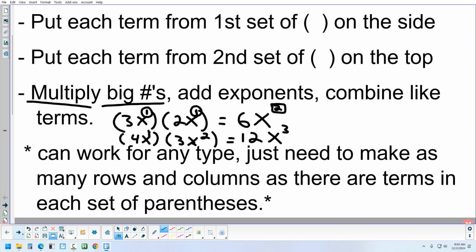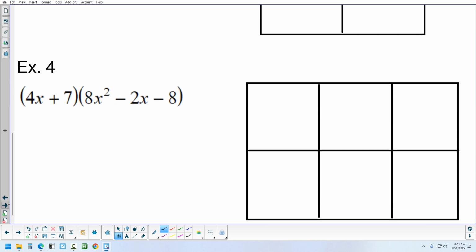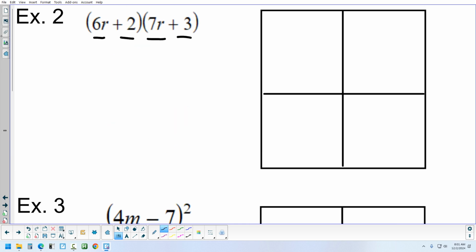Now, this box method can work for any type of problem. You just need to draw as many rows and columns in the boxes as you have terms. So that's an example where you have 2 and 2, so you make 2 rows, 2 columns. Here's an example where you have 2 and 3, so you make 2 rows, 3 columns. If you had an example that had 3 and 3, you would make one with 3 rows and 3 columns. So basically each box that you make is a step in the problem. This particular problem is going to have 6 steps. The one above it has 4, and the one above that is also going to have 4.